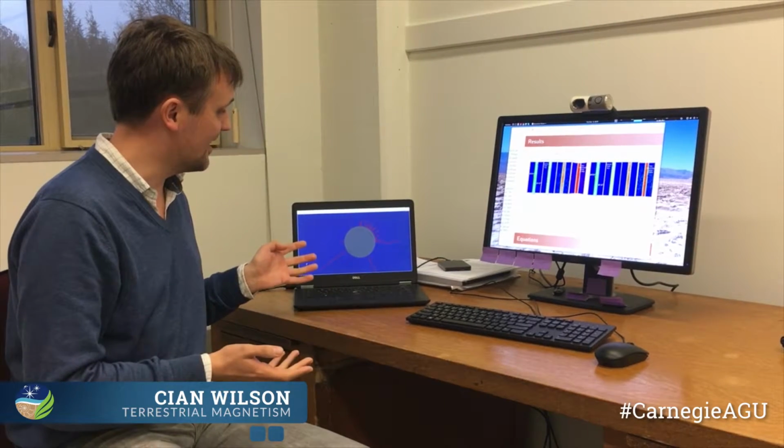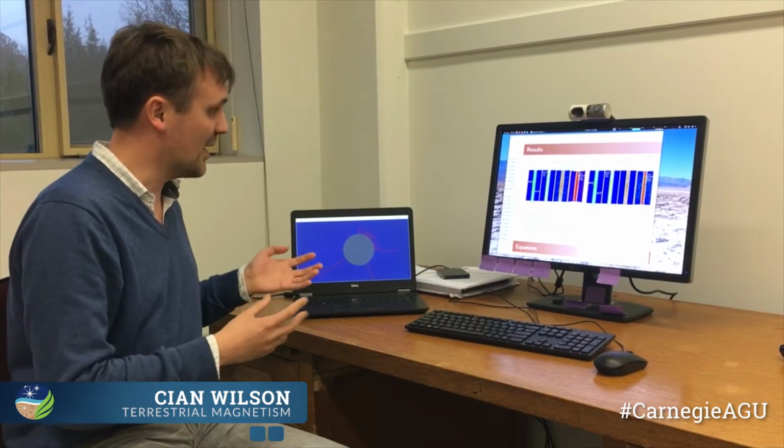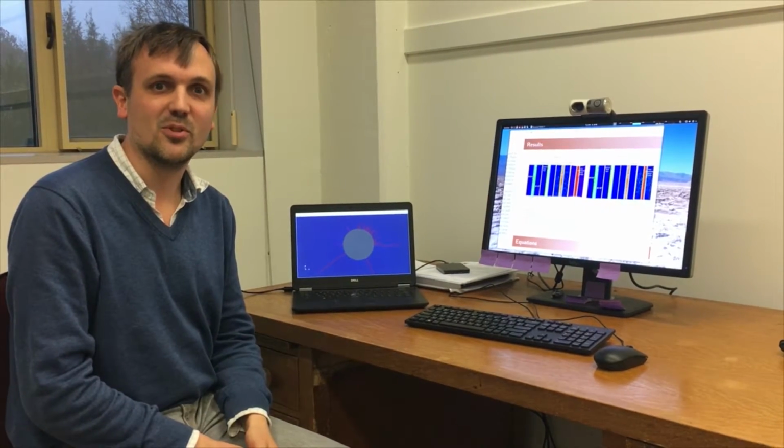So that's what I'm going to be presenting at AGU. The hope is that we can take this fracture modeling mechanism and combine it with some of our reactive flow models and model the whole process together in the future.